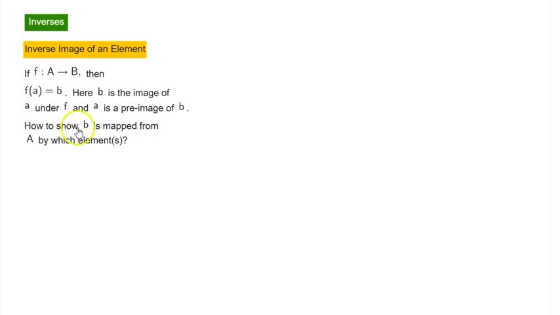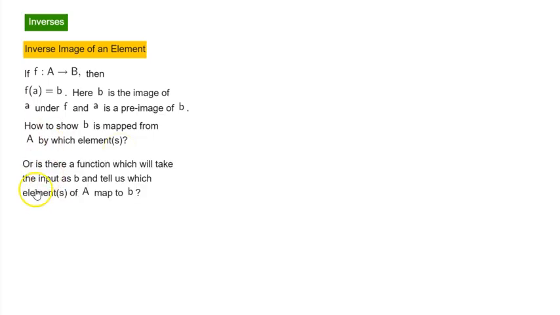Now, how to show B is mapped from A by which elements? Or, in other words, is there a function which will take the input as B and tell us which elements of A map to B? Now, the way that is written is F inverse of B is equal to the set of A, where A is in the set A and F of A is equal to B.